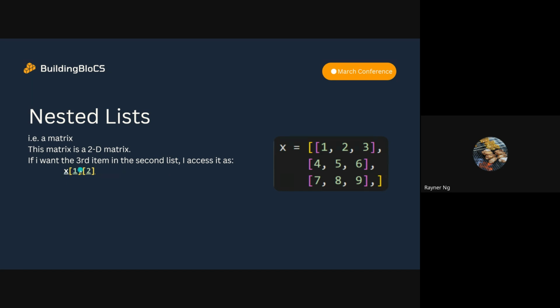So I have X square bracket 1, square bracket 2. So you can visualize it like this, with X square bracket 1 to access the second list, and square bracket 2 to access the third item in the list. So you can read this operation as a whole from left to right.